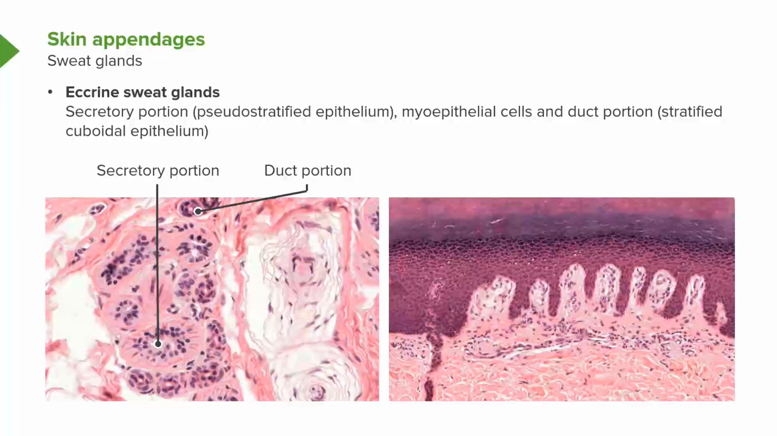If you look very carefully at the secretory portion, it's also surrounded by myoepithelial cells, which are contractile cells, and they help to dispel the sweat. On the right-hand side image, you can see, if you look towards the left-hand edge of this image, the duct proceeding its way through the dermis and up through the epidermis.